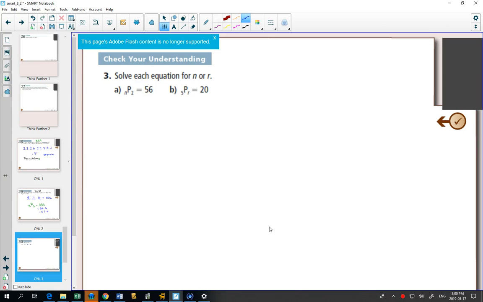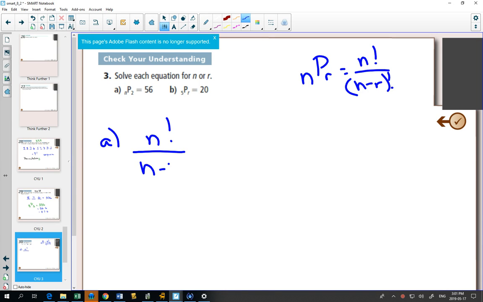Some questions require that you know the formula, and this formula is on your formula sheet. nPr equals n factorial over n minus r factorial. So if you get a question like A, it will require that you know that formula, and it has nP2. So if I plug that into the formula, I'd have n factorial over n minus 2 factorial equals 56.